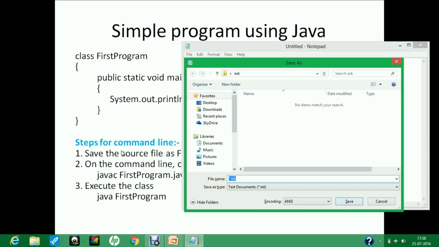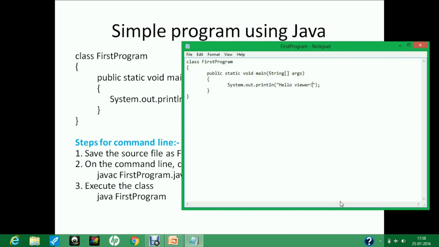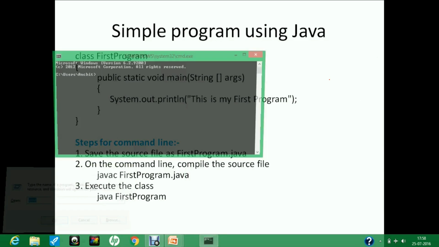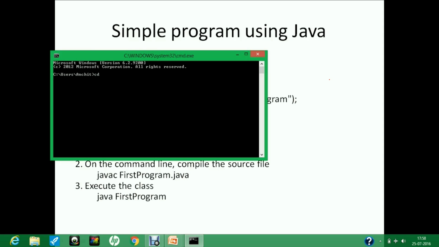Now save the file. Please save the file with the same name as that of the class name, because Java is a case sensitive language, so it should have the same name. We will save the program on our computer as classname.java. Now we have to execute this program. So open CMD, then write javac FirstProgram.java.